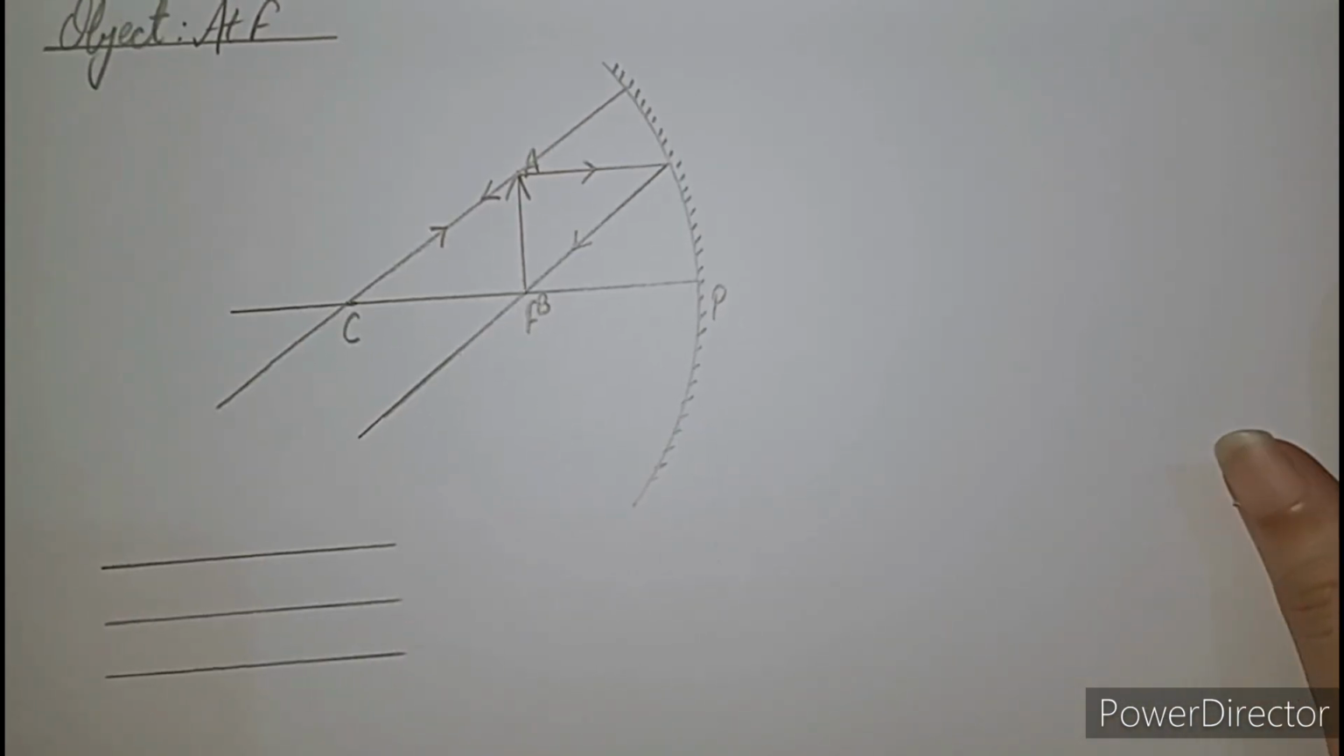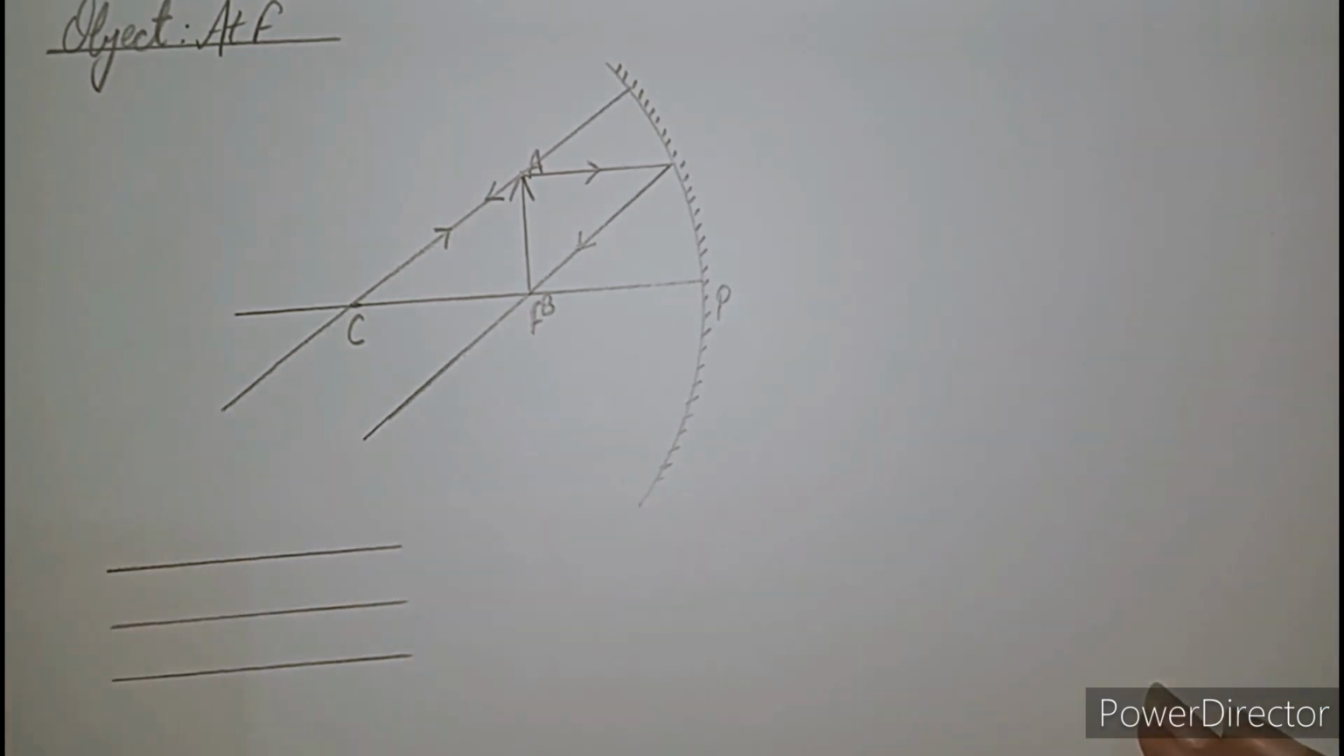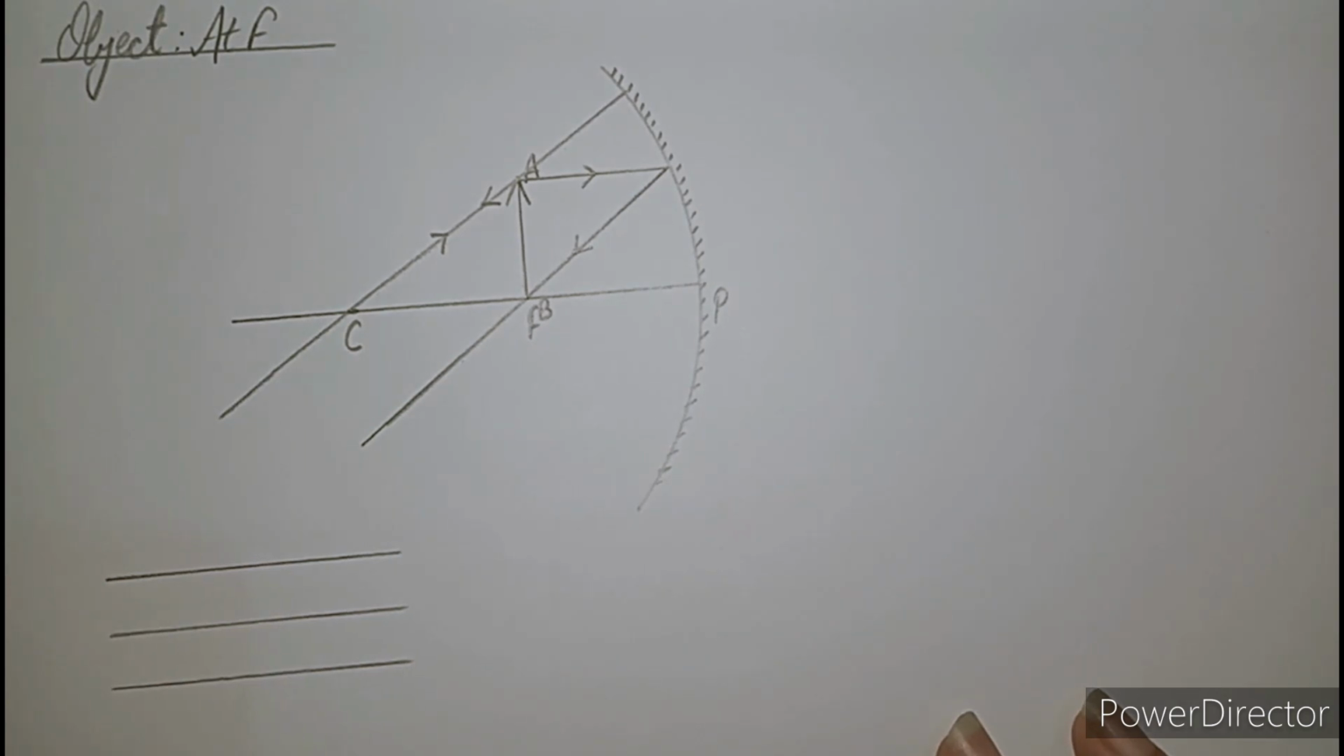So in this case, we do not know where our image is forming, which means the image size is extremely large. तभी वो एक point पर नहीं meet कर रहे हैं.